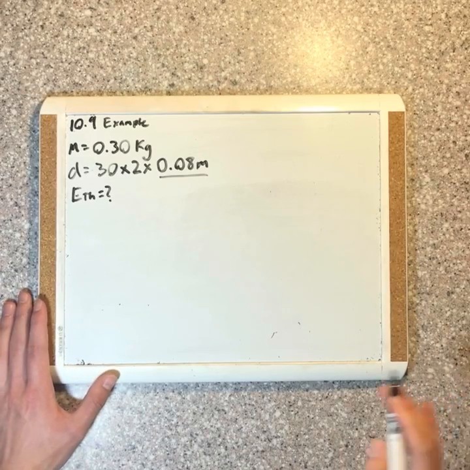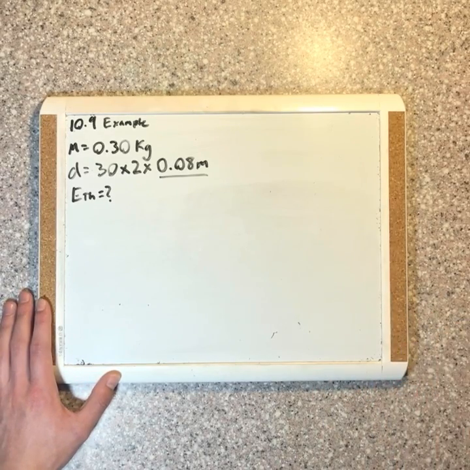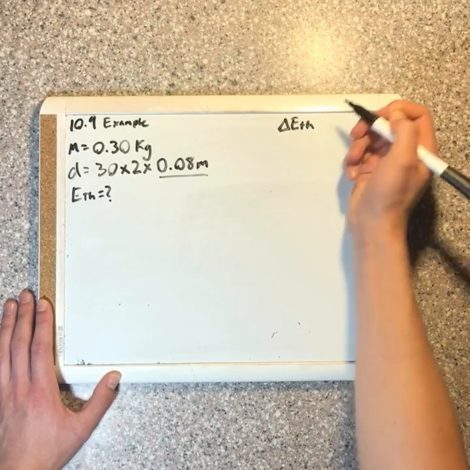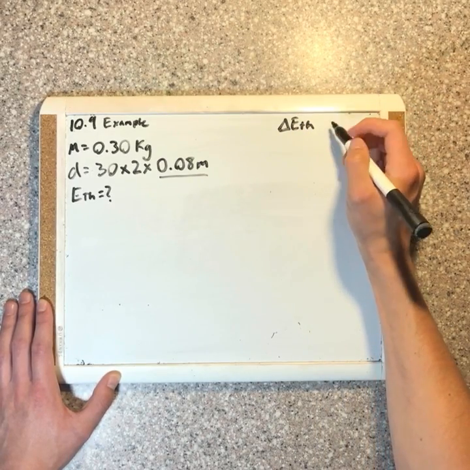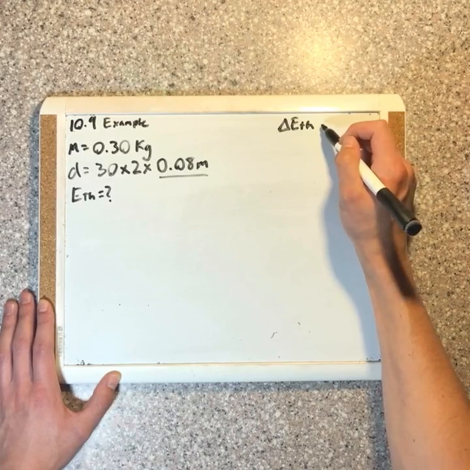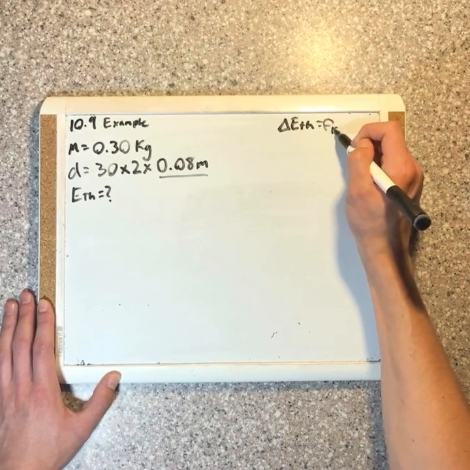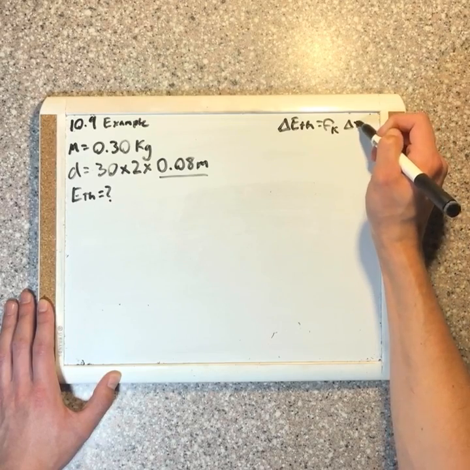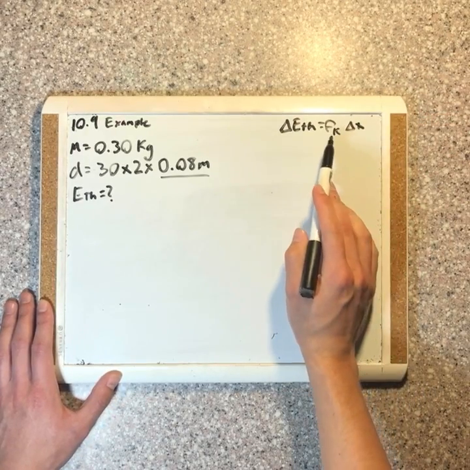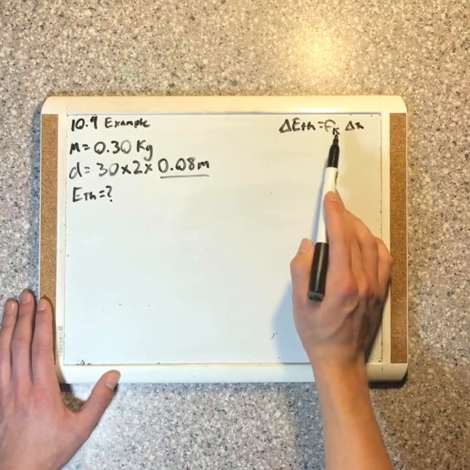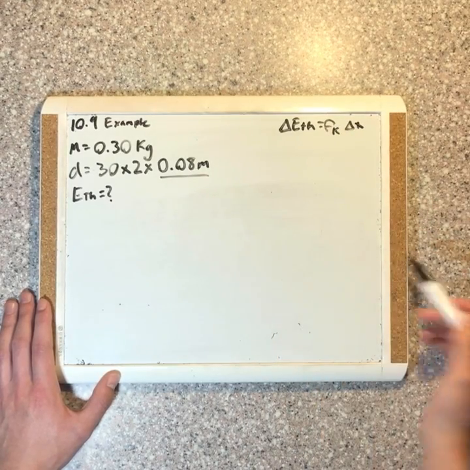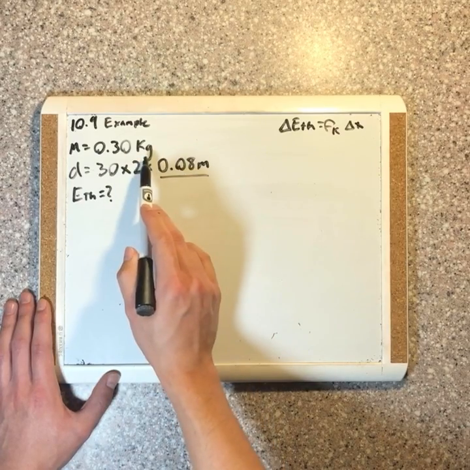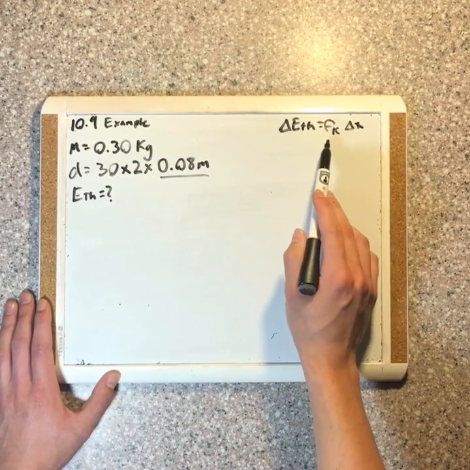That looks good. Let's start compiling what we need to work with formula-wise. In this section, we just covered that the change in thermal energy, ETH, is going to be equal to the force of kinetic friction times the displacement, change in x. That's all well and good, but we're not given a force of friction. We're given a displacement, we're given a mass, but we don't know what the force of friction is.